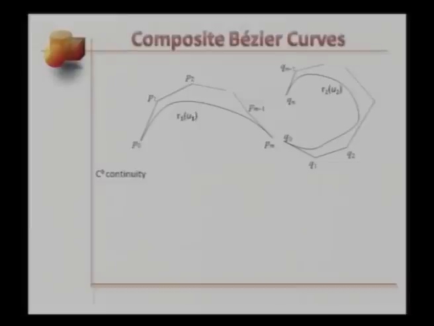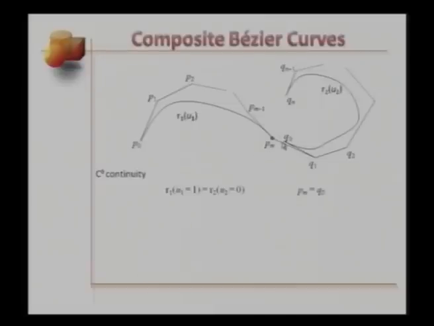Let's now try to concentrate on this neighborhood here. For C0 continuity, I would want to impose that this point here, which corresponds to R sub 1 for value of U1 equals 1, should be equal to this point here, which corresponds to R sub 2 for U2 equals 0. So, P sub m and Q sub 0 should be the same for C0 continuity. Let's try to bring these 2 points together.